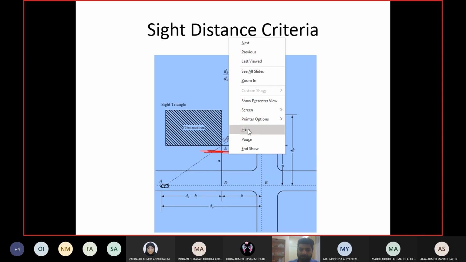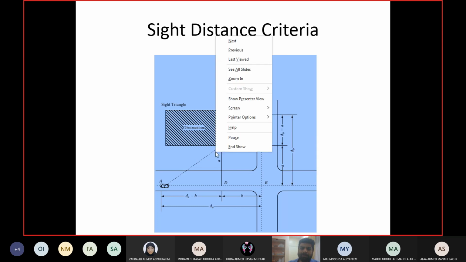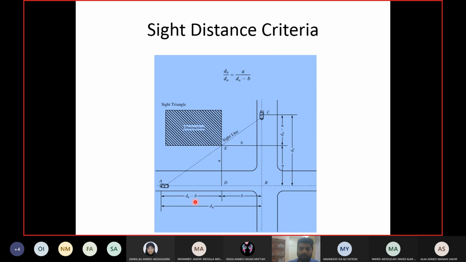Okay, so the side distance from where you can see the other driver depends upon the distance of the obstruction from the road. The distance of the obstruction from the major road is termed as small a, and the distance of the obstruction from the minor road is termed as small b. So a is the distance of the obstruction from the major road, and b is the distance from the obstruction to the minor road.